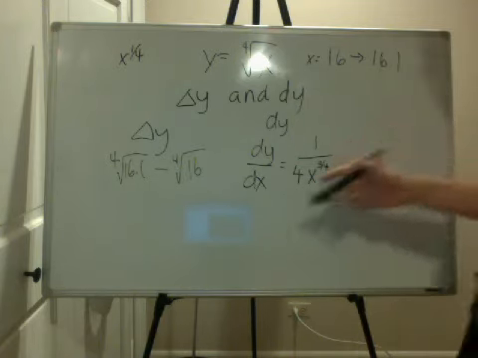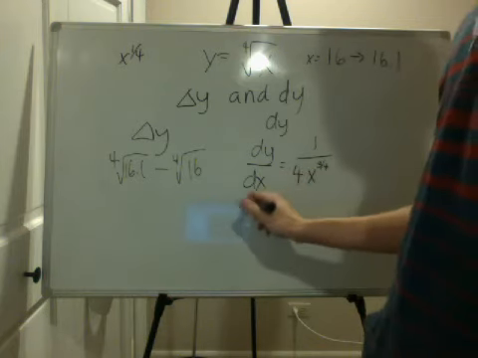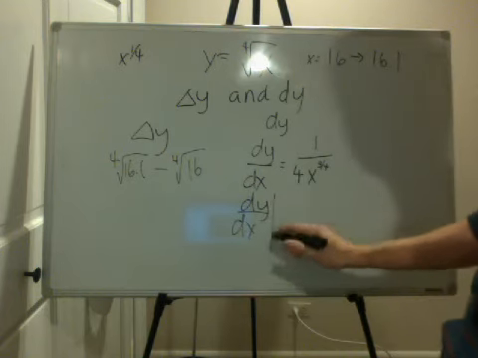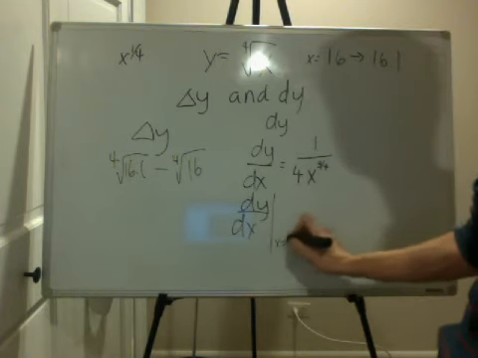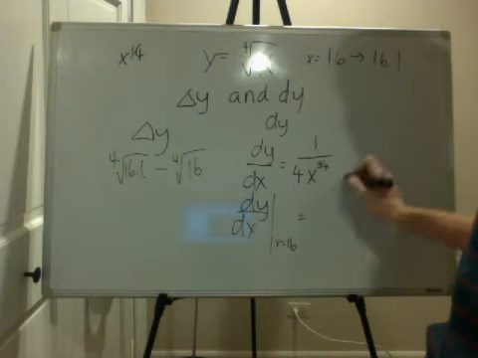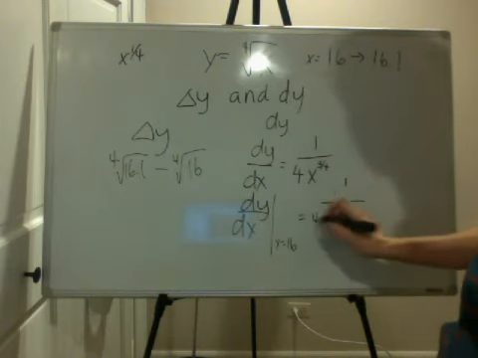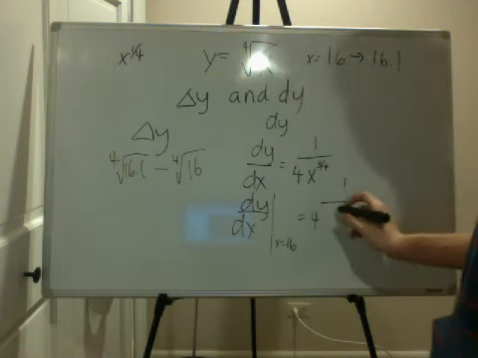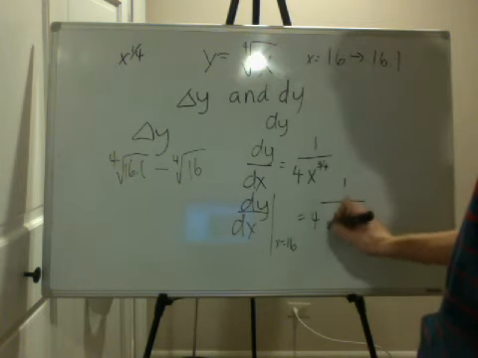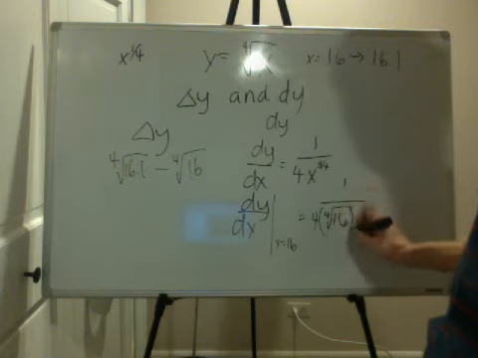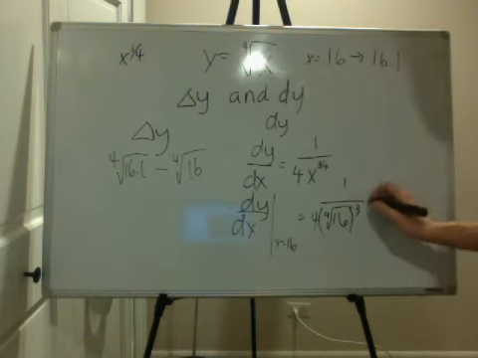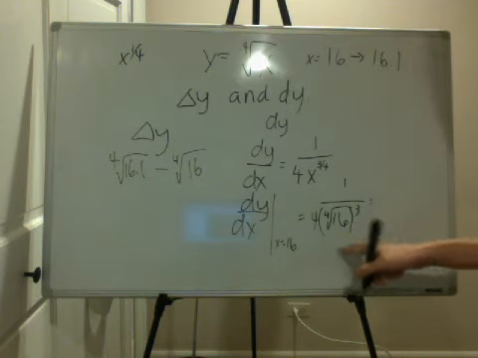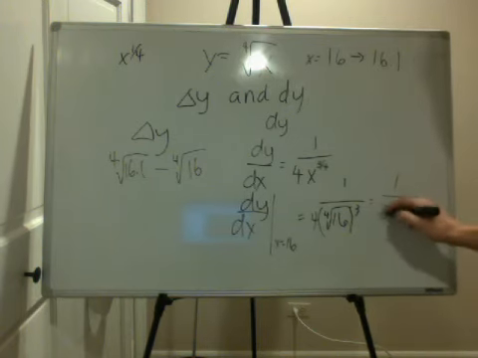So, dy dx, and this is the notation when you plug things into derivatives. You do a line and then say x equals 16 equals 1 over 4 times, and as you know, with the fraction exponents, it's the 4th root of 16, and then that's the 3rd power. So this is 2 times 3, which is 8, and 8 over 4, so this is 1 over 32.